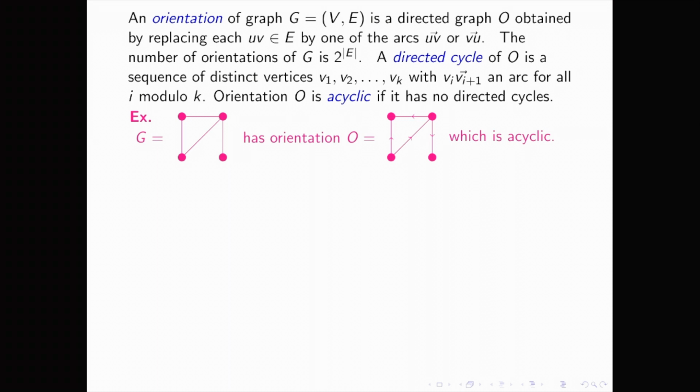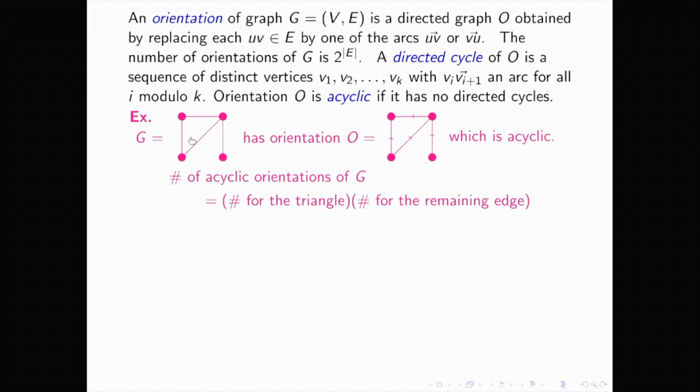So, number of acyclic orientations of this graph is what? Well, pretty clearly, we first need to worry about acyclically orienting the triangle, and then we can also worry about this edge. The way that I do the triangle and the way that I do the edge will have no interaction between the two. How many ways are there to acyclically orient the triangle? Well, think about it. How many total ways are there to orient the triangle? 2 cubed, right? Because the triangle has 3 edges, we just said the total number of orientations is 2 to the number of edges, so that's 2 cubed.